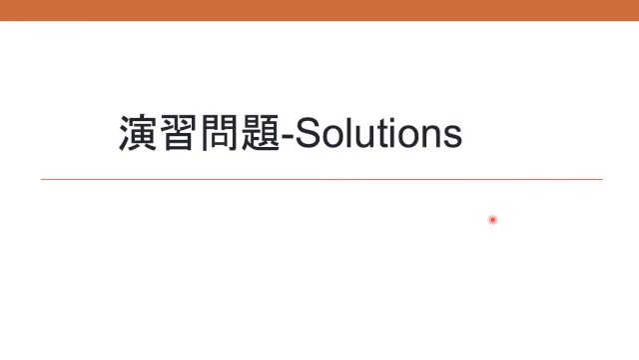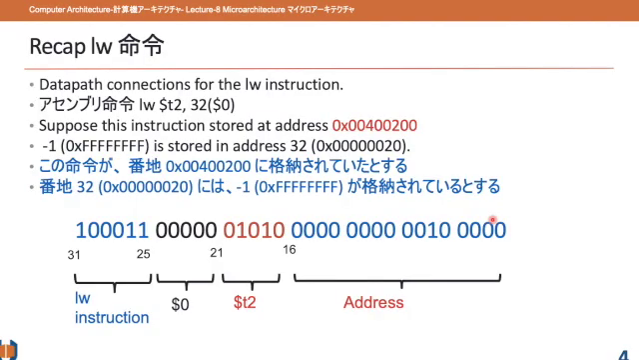Hello guys, let's solve the exercise for class 7, regarding the load word instruction data path. Before solving the question, please have a look at some overview of the load word instruction in the data path. As all of you know, the load word instruction looks like this, and the purpose of this instruction is to load data from a memory address defined by this part to a register defined by this part.